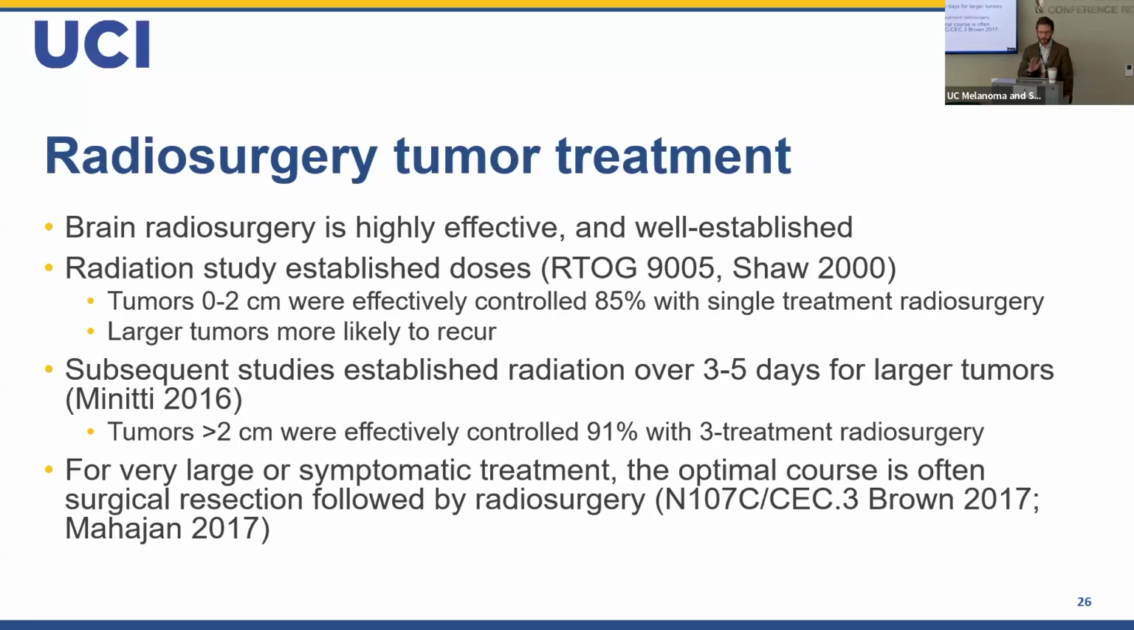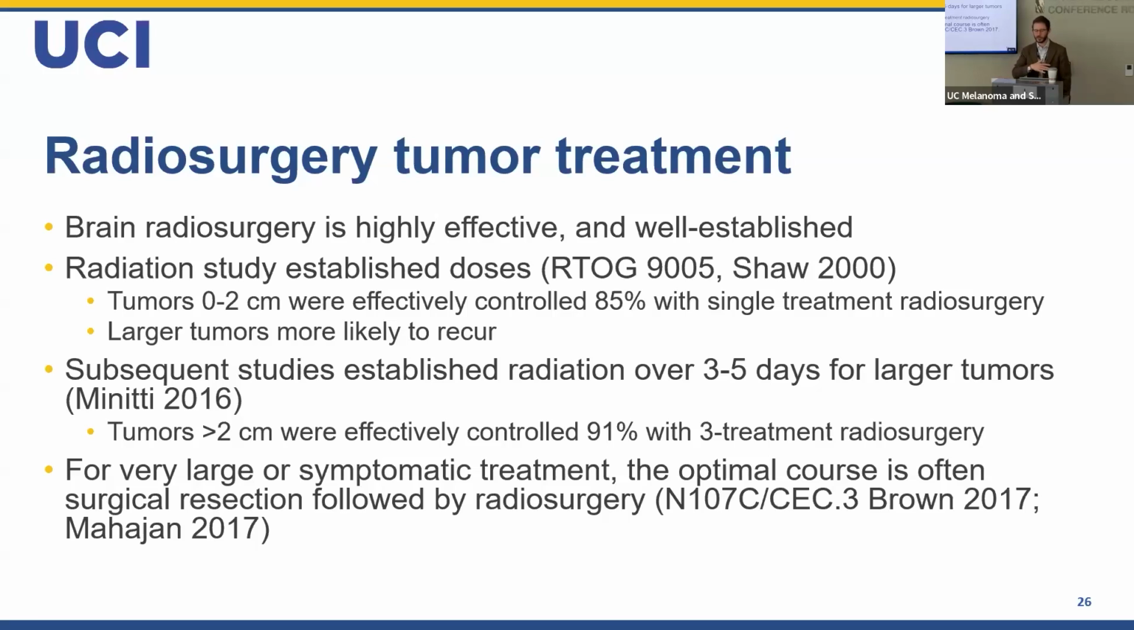So radiosurgery is extremely effective at treating brain tumors. Again, it's been established for decades. The first study of this that really established the doses to use for brain radiosurgery date back to the early 1990s. And in that study, tumors that were small could be killed and controlled and not come back 85% of the time with a single treatment of brain radiosurgery.